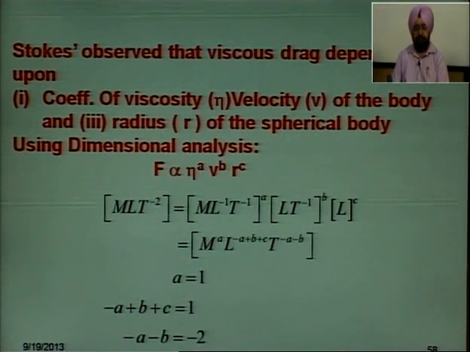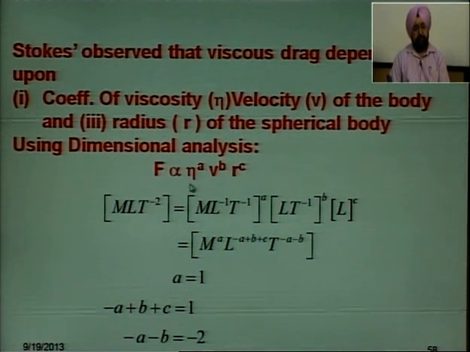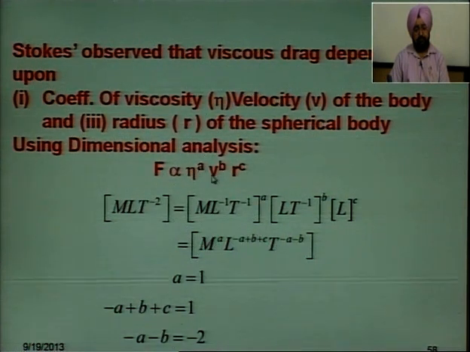Stokes found that viscous drag depends upon three things: coefficient of viscosity, velocity of the body, and radius of the spherical body. We can use dimensional analysis to derive the relation between F, eta, v and r. Let us say F is proportional to eta, coefficient of viscosity, to the power a, velocity to the power b and radius to the power c. Dimensions of F are M L T to the power minus 2, eta is M L to the power minus 1 T to the power minus 1, velocity is L T to the power minus 1, r is L.